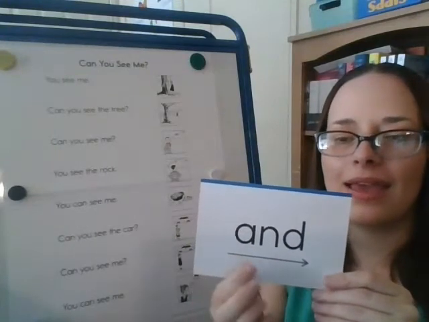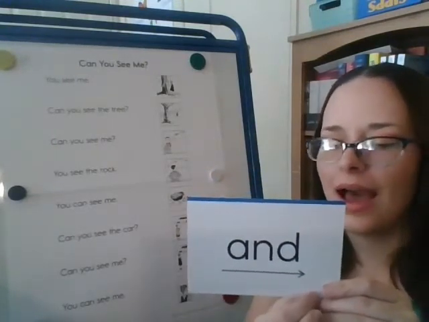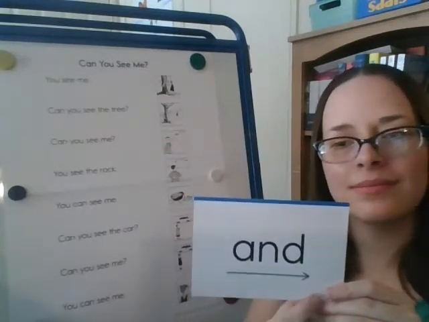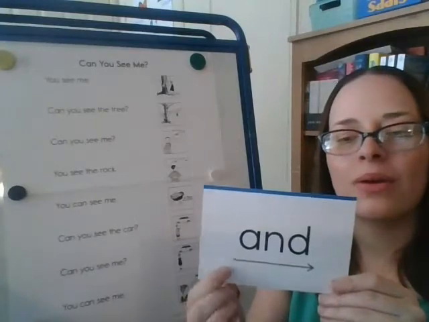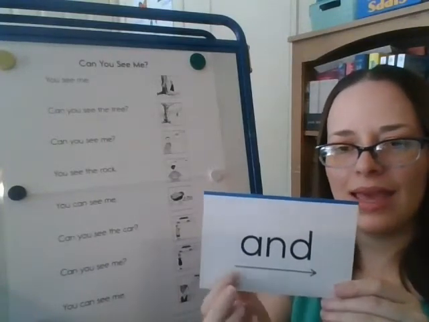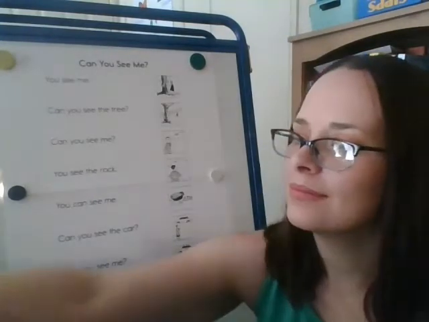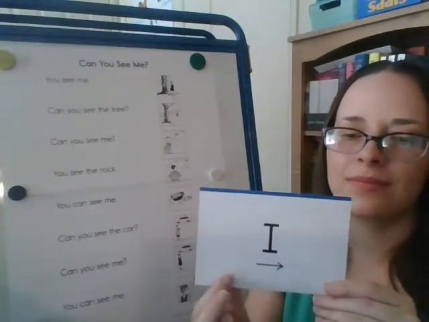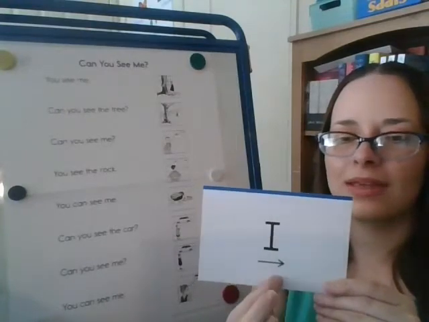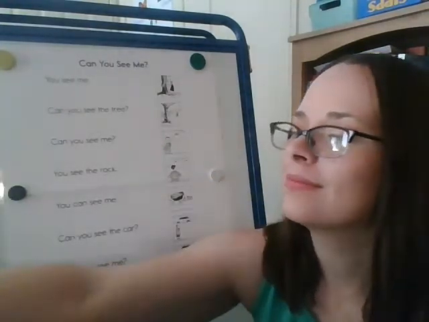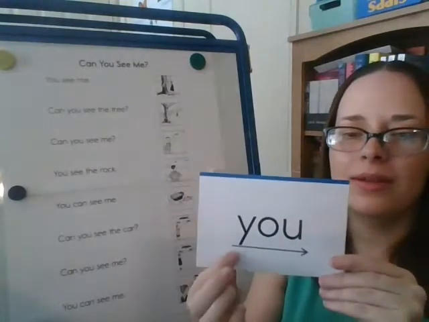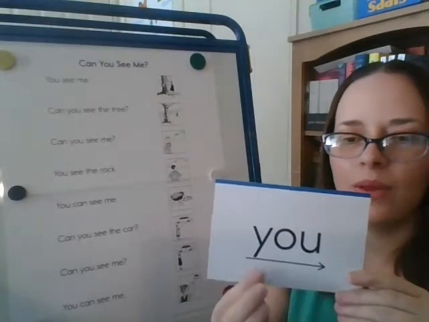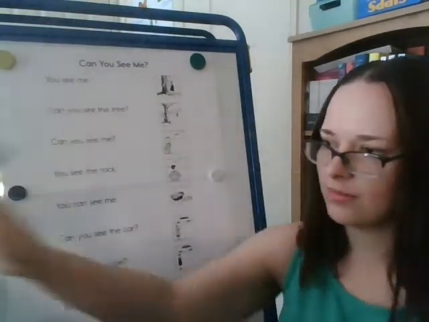And. A-N-D. And. I have a paper and pencil. And. Read. Spell. Read. And. A-N-D. And. Read. Spell. Read. I, capital I, I. Read. Spell. Read. You, Y-O-U, you.